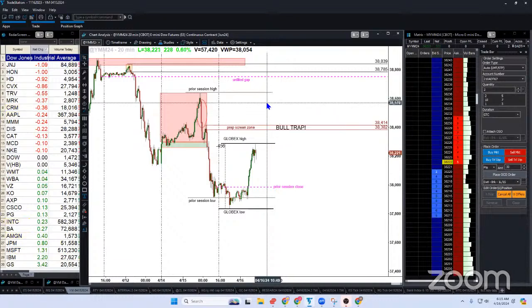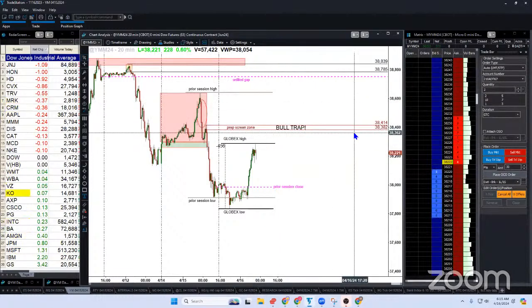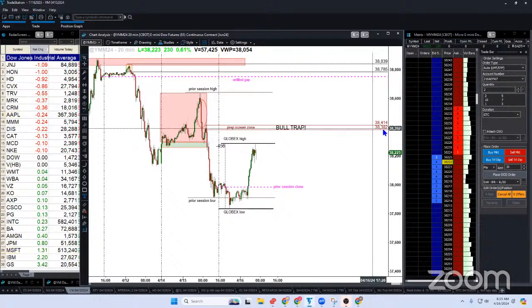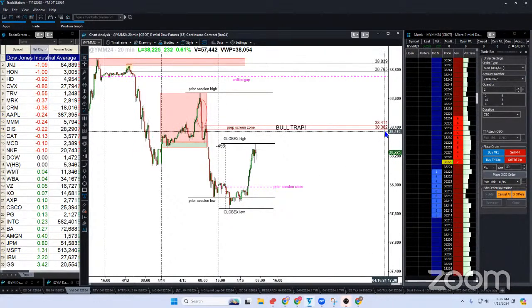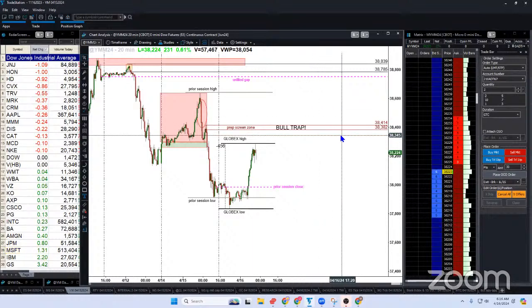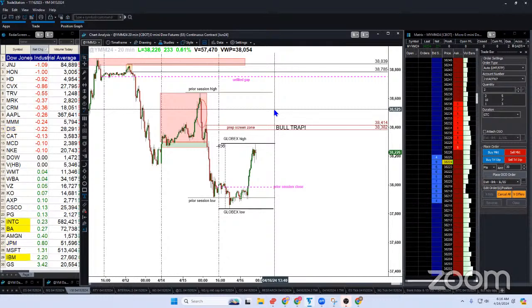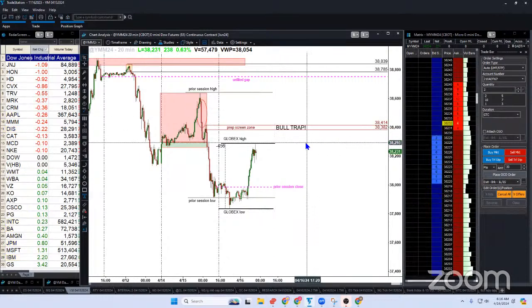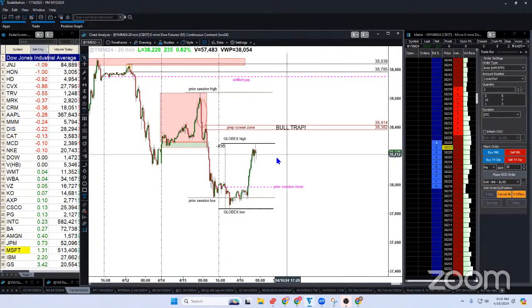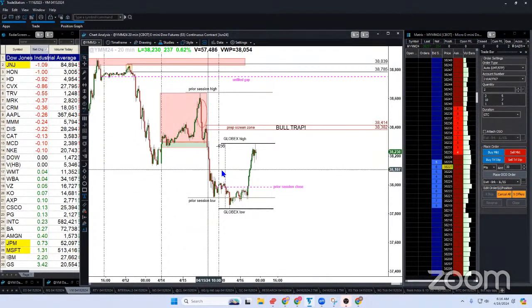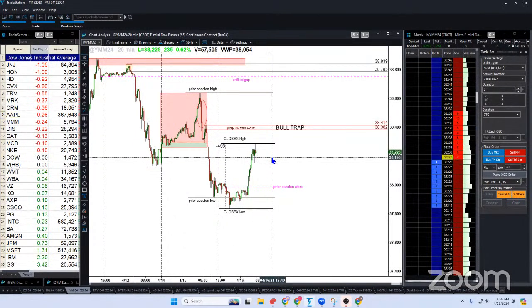If you're setting it up ahead of time, make sure that you understand the risk. For a mini contract, it's just $5 a point, and we're looking at about 30, 40 points here. Okay, so about a $200 risk on a mini contract. And on a micro, you're looking at a lot less, okay? Or 2 micros and so on. But be prepared. We're still looking for the gap fill.